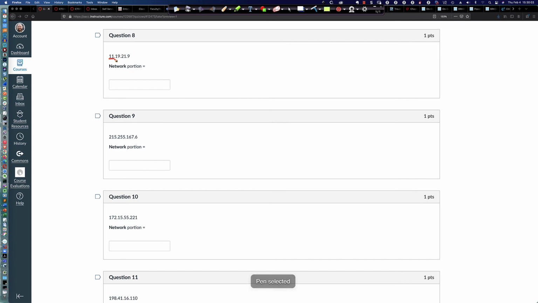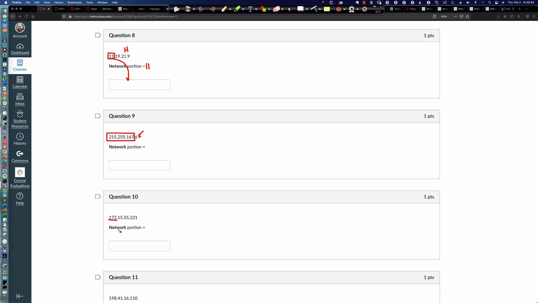So 11, we know that that's going to be a Class A because it's a very low number. And so the network portion is 11. The last 24 bits represent the host portion of the address. Now, 215 is going to require us to think a little bit, but if we know that the range of 192 to 223 is for Class C addresses, when we're talking about classful boundaries, then we know that the first 24 bits represent the network portion. The last 8 bits represent the host portion. So the network portion is 215.255.167.